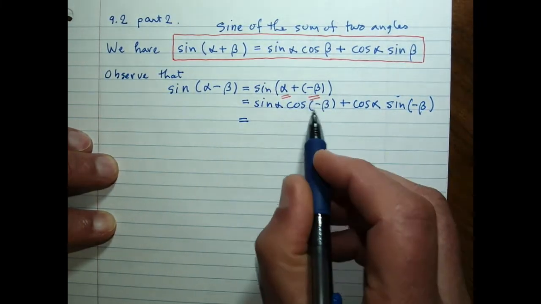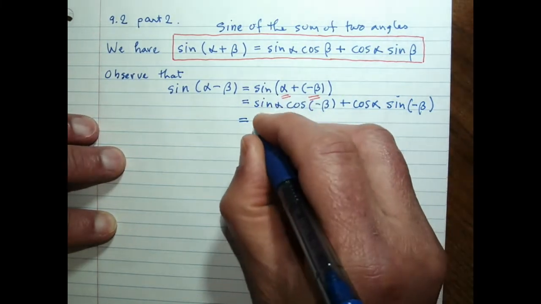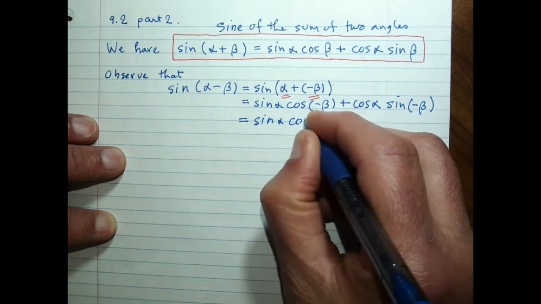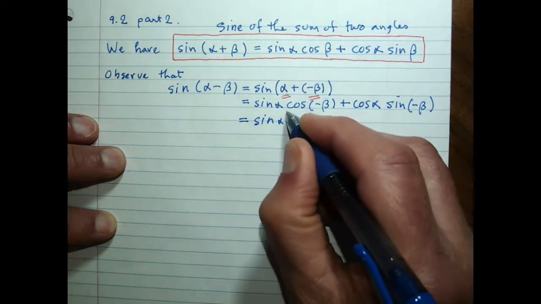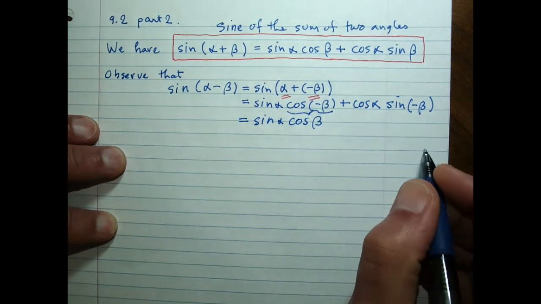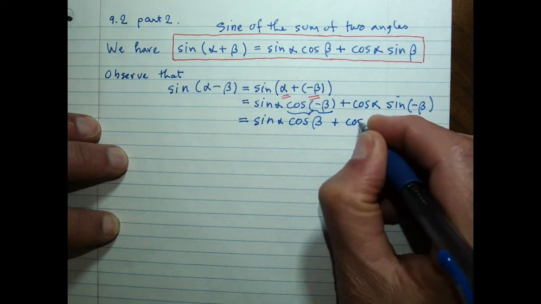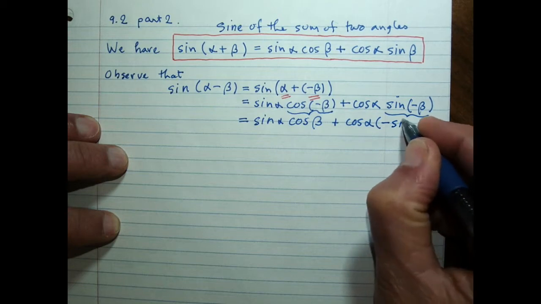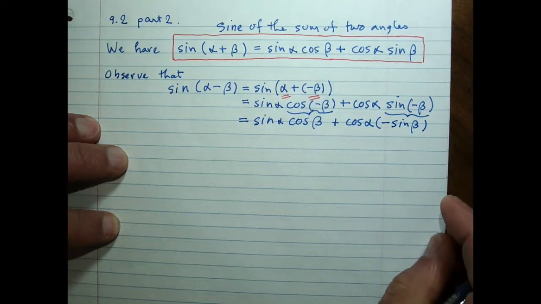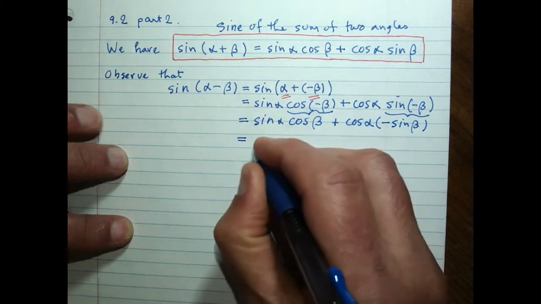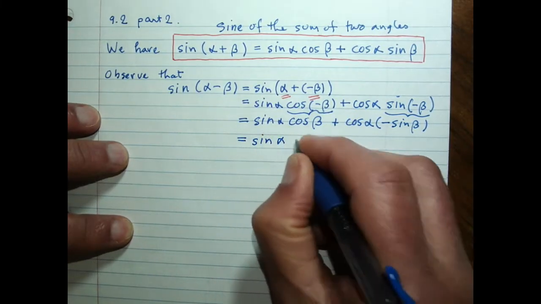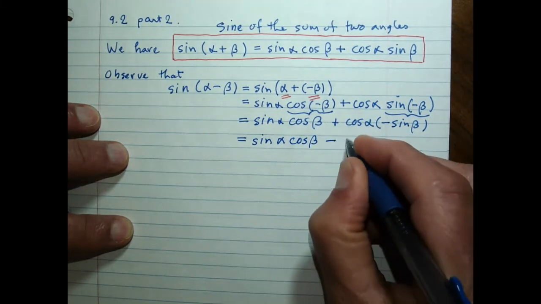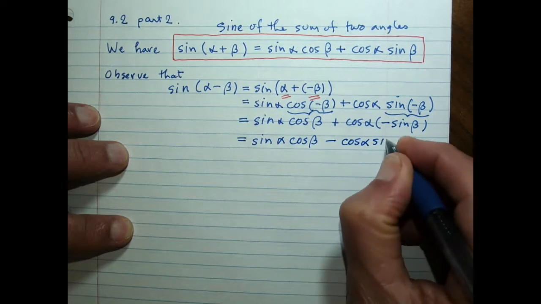And I can simplify what I've written down a little bit. I have sine of alpha. Cosine of minus beta is always equal to cosine of beta. That's the even function property of cosine, plus cosine of alpha. Sine of minus beta is always equal to minus sine of beta. That's the odd function property of sine. So this is equal to sine of alpha cosine beta. Now I got a positive times negative, so that's negative cosine alpha sine beta.